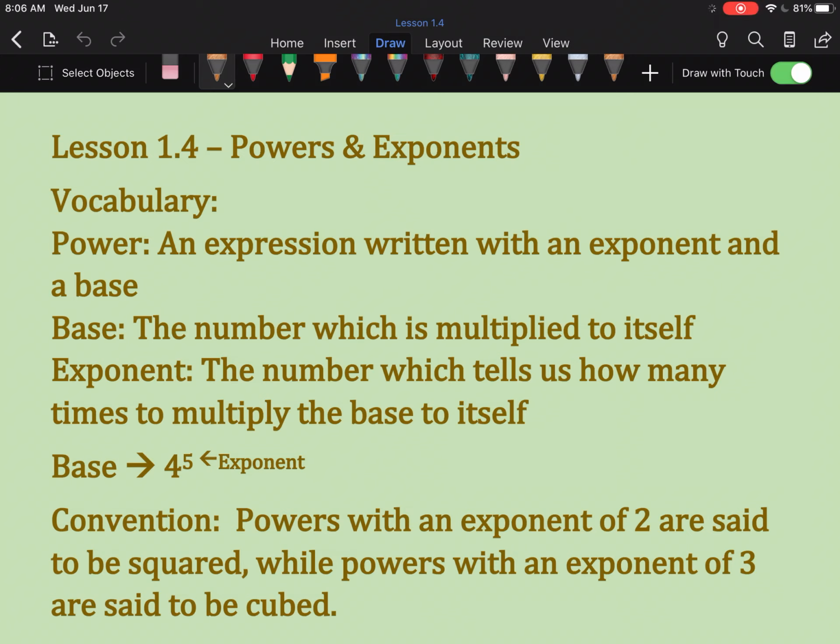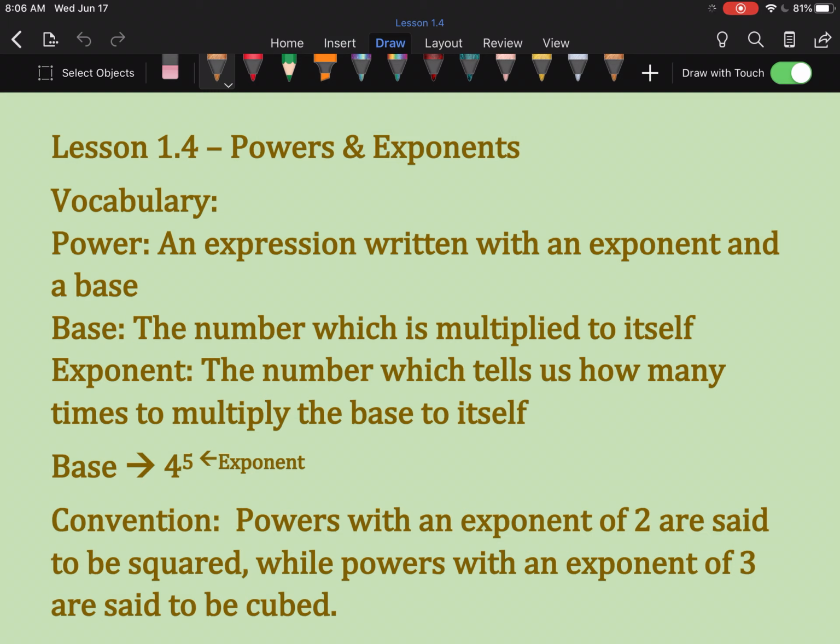Powers and exponents up next. A power is an expression written that has an exponent and a base. And you can see down here further along we have 4 to the 5th power. And we're showing that the base is the number which is multiplied to itself. It's the normal looking number.